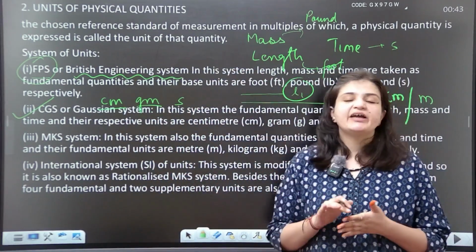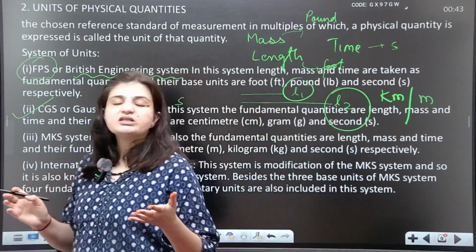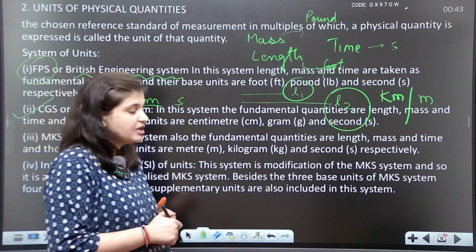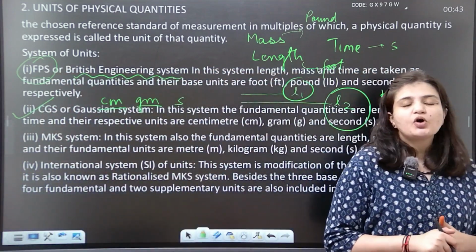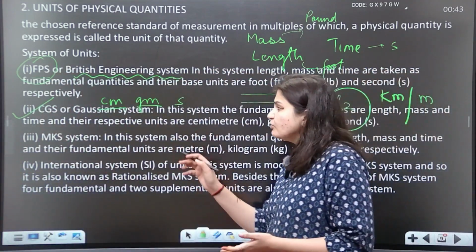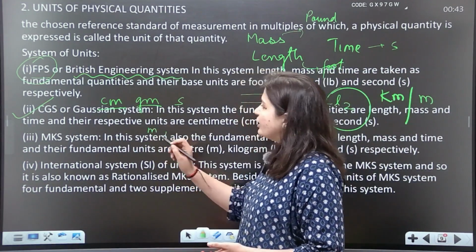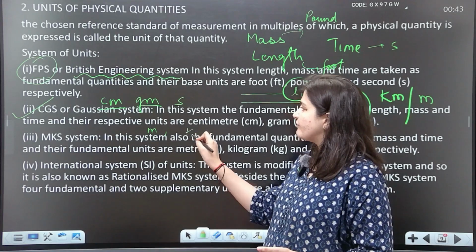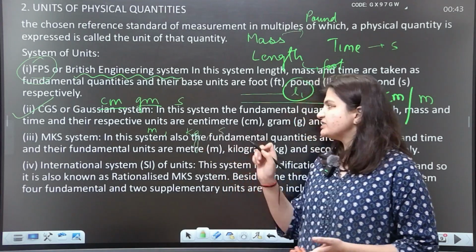Now we have the MKS system. Students, the MKS system is also a standard system, where to measure the length we have meter, to measure the mass we have kg, and time is second.